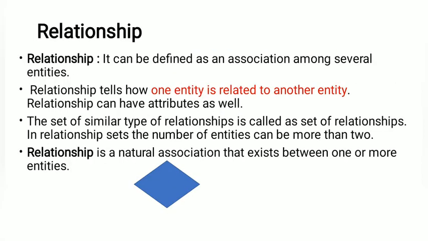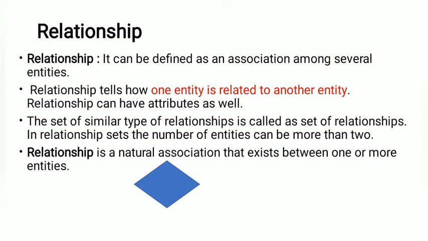Relationship can be defined as an association among several entities. As I said, a relationship tells how one entity is related to another entity. A relationship can have attributes as well. The set of similar type of relationships is called a relationship set. In a relationship set, the number of entities can be more than 2. The relationship is a natural association that exists between one or more entities. In simple words, a relationship is an association among two or more entities.